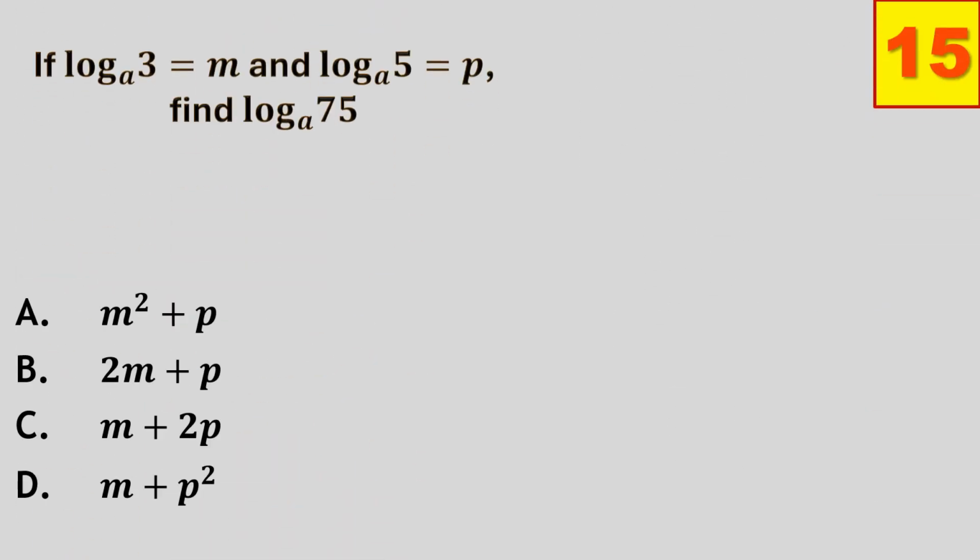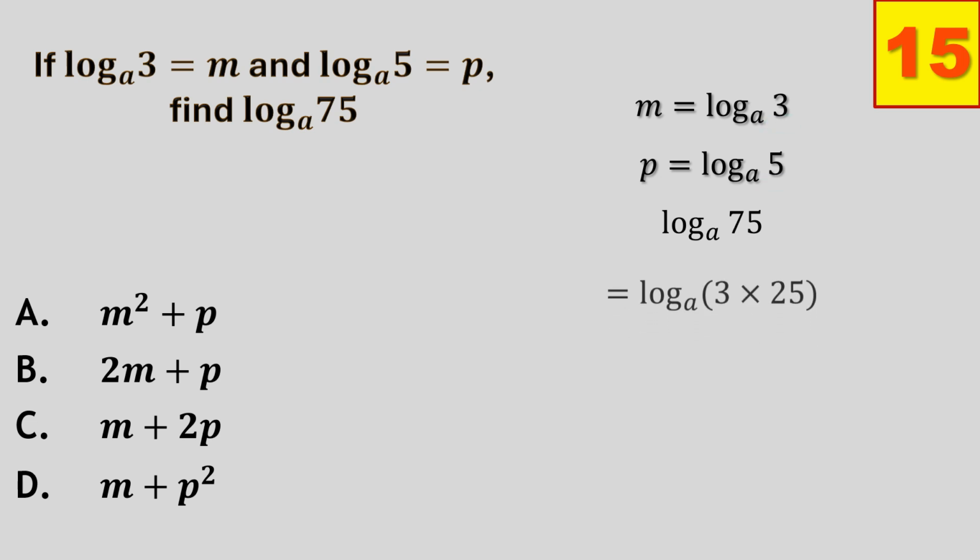If log 3 to base a equals m and log 5 to base a equals p, find log 75 to base a. To do this, we need to break down 75 until we see either 3 or 5. So 75 can be written as 3 times 25, and 25 is the same as 5 squared.